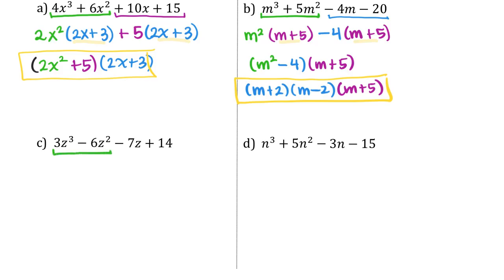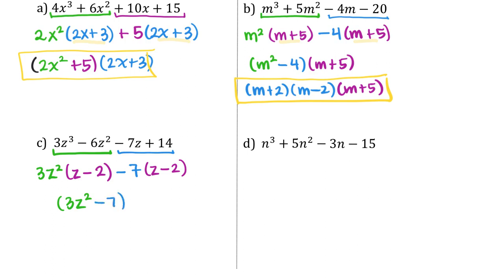Okay, so 3. Can I take out the 3? Yeah, 3z squared. 3z times z, 3z times 2. Okay, next one. Since it's a minus 7z, I'm going to take out a minus 7. Negative 7 times z, negative 7 times negative 2. So what do I get there? I get 3z squared minus 7 times z minus 2. Now does this look like it can factor? No. So I'll leave it like this.